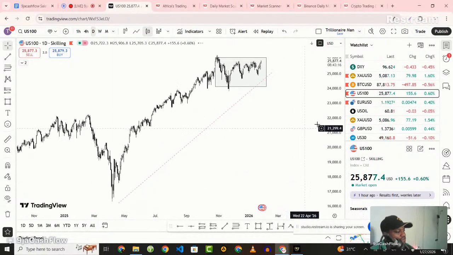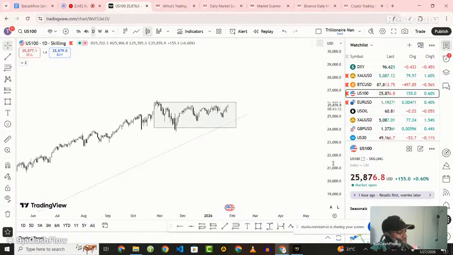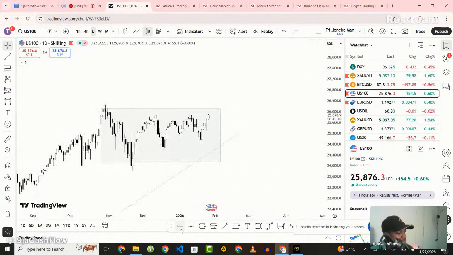Okay. So having said that, let's highlight, in case we see a scalp trade. This is the high for today. This is the low for today.